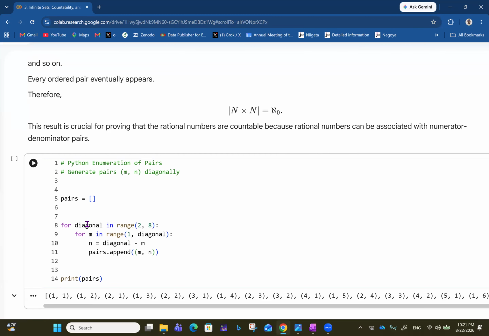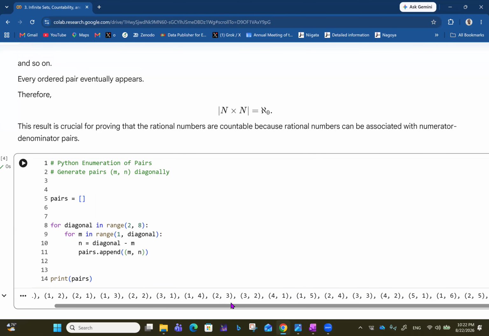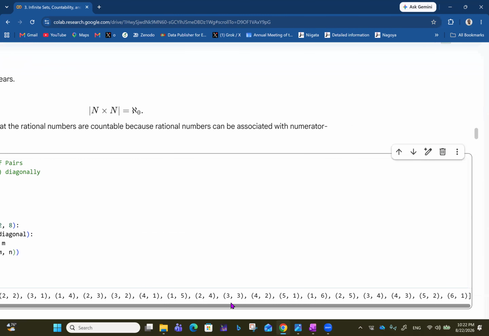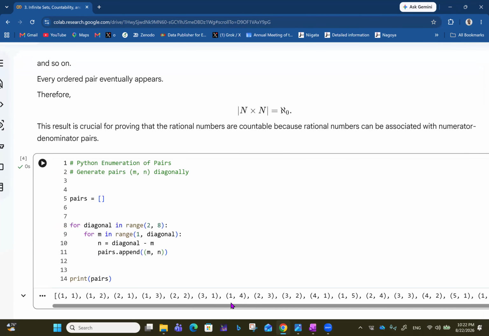So for the pairs now, for diagonal in range 2, 8, we have for m in range 1 to diagonal, so in one diagonal, n is diagonal minus m. So for pairs, you append m, n. So print the pairs. If you print the pairs here, you then have 1, 1, 1, 2, 2, 1, 1, 3, 2, 2, and it keeps going until you get to 6, 1. That's where you have the 2 by 8 thing going like that.